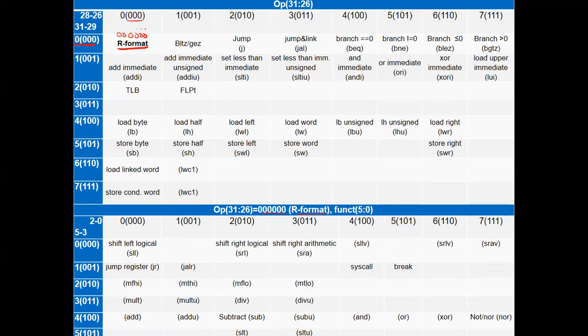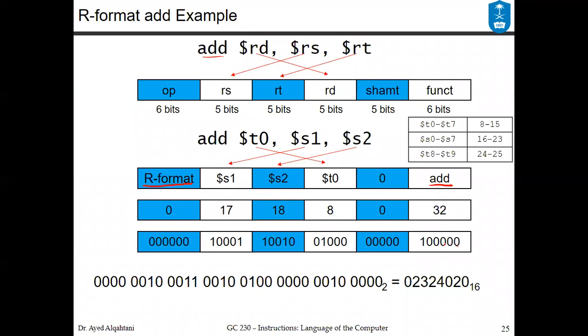This is add. There is another instruction for the add immediate, and the add immediate, you'll find it here. We are looking for add. Now the add has the functionality field as 0, 0, 0, 0, 0, 1. So we go back and we put 0, 0, 0, 0, 0, 1 in the functionality, which is actually the value 32. And we have in the R format 0, 0, 0, 0, 0, 0. So we reference the table to find the opcode and also the functionality.